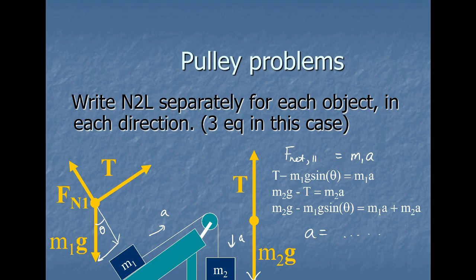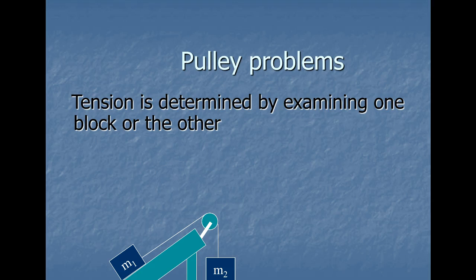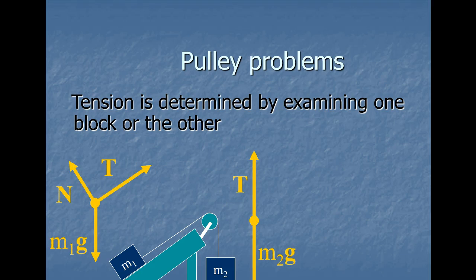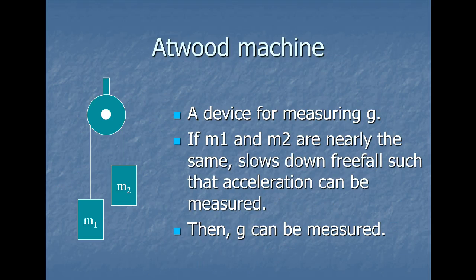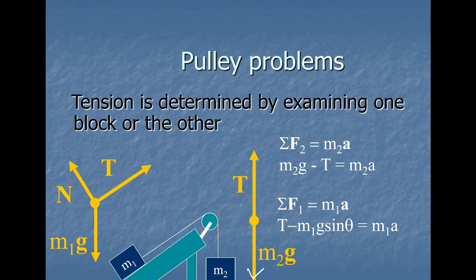Now the tension we can get by looking at one block or the other. So we have the same setup. Again, this is a force going downwards. So the sum of the forces on M2 is equal to M2 times A. So M2G minus tension is equal to M2A. And we do the same thing for M1. And we would be able to plug in our acceleration that we found in the previous slide and solve that for the tension.